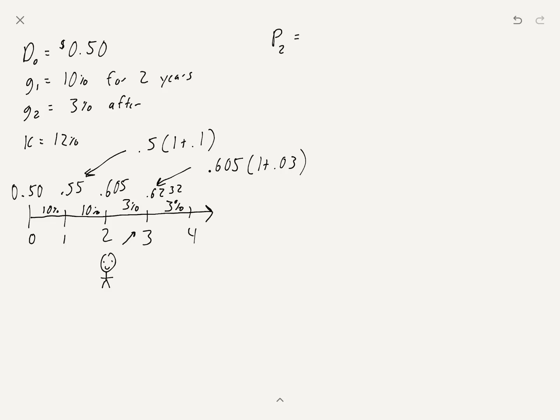We place ourselves in year 2 because the final growth rate applies to all dividends after this period. Take the dividend one period ahead in year 3 and calculate the present value at year 2. This amount is called the terminal value or horizon value.